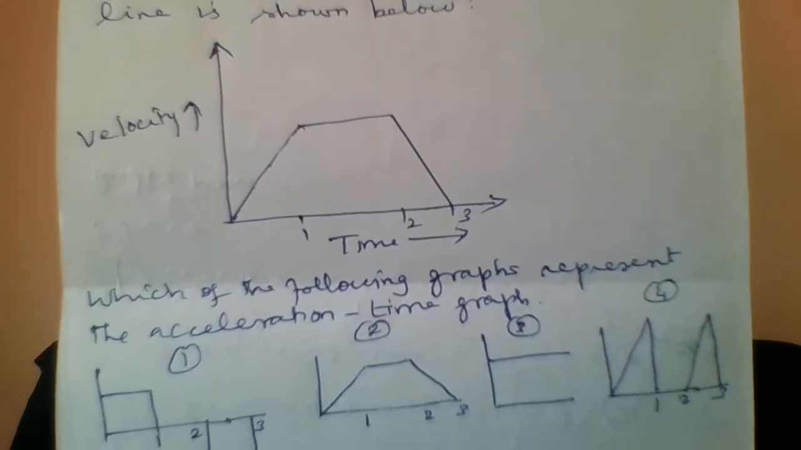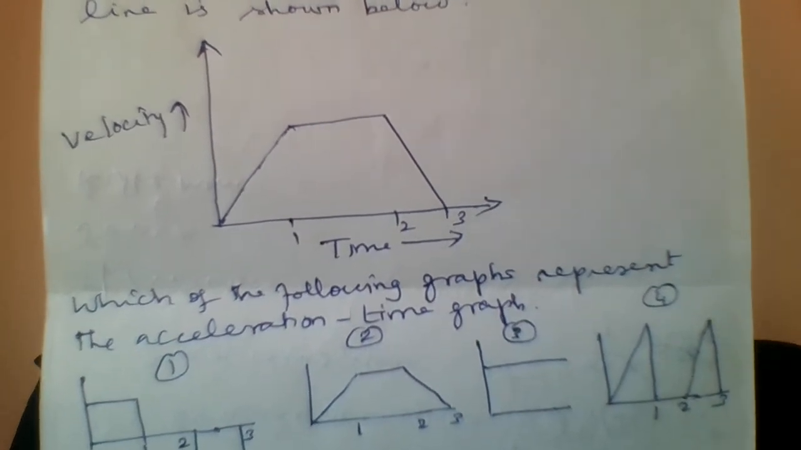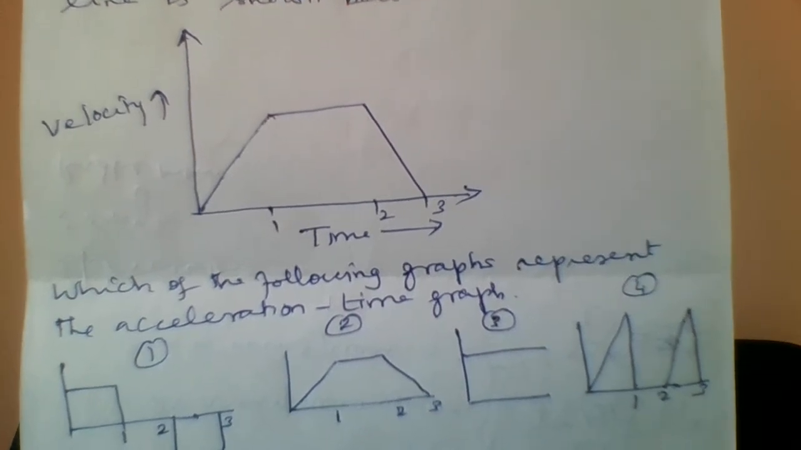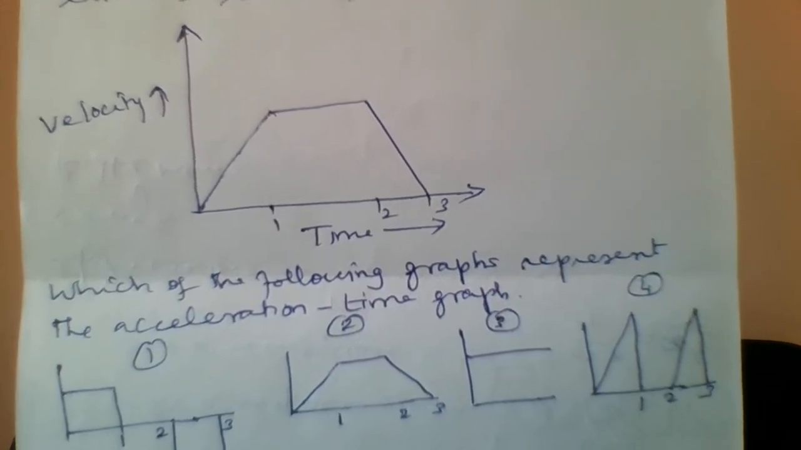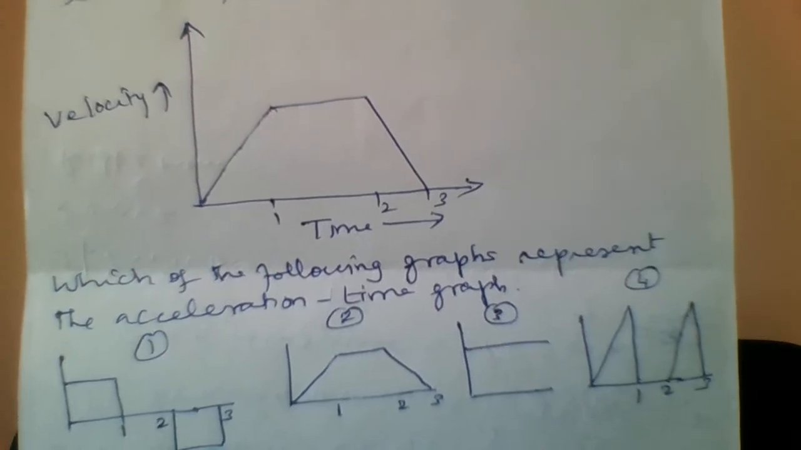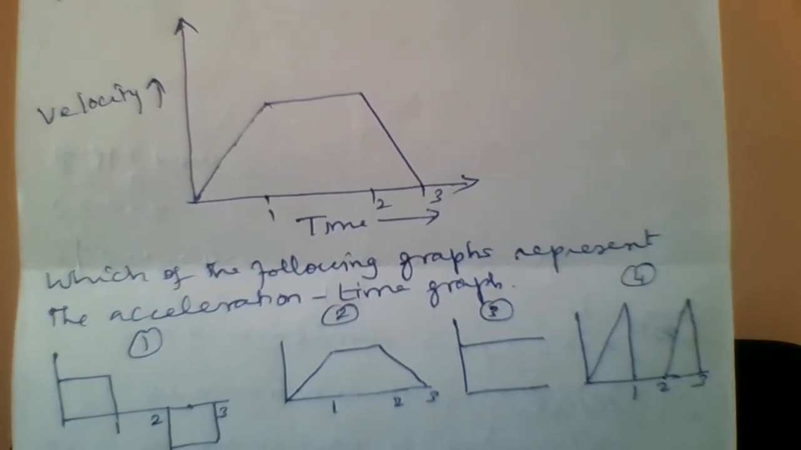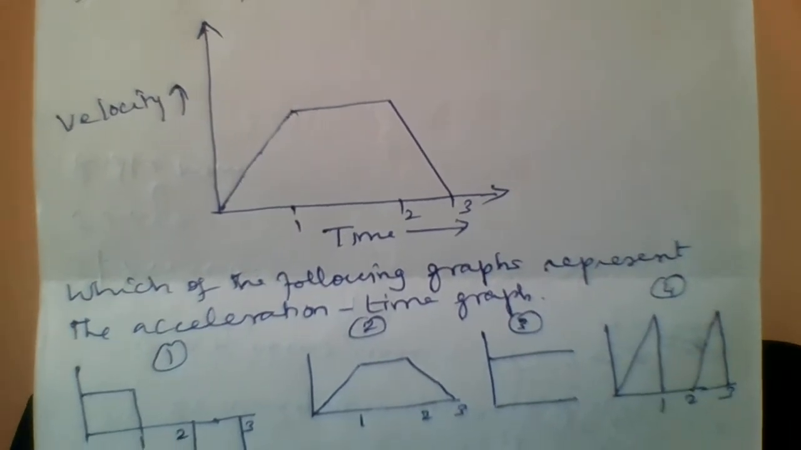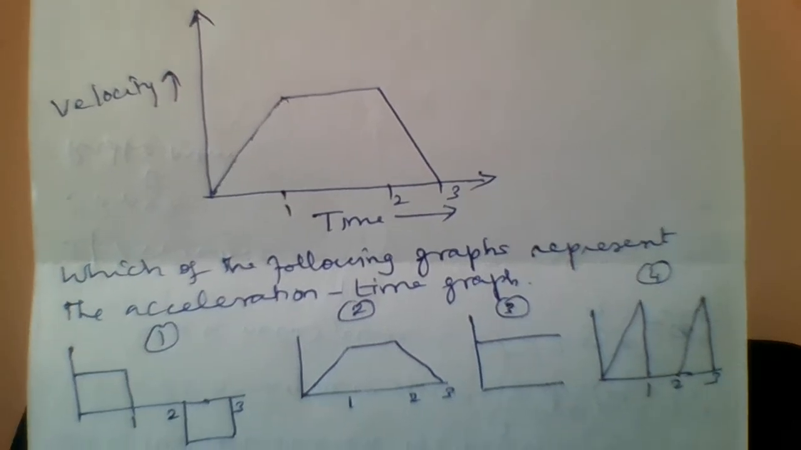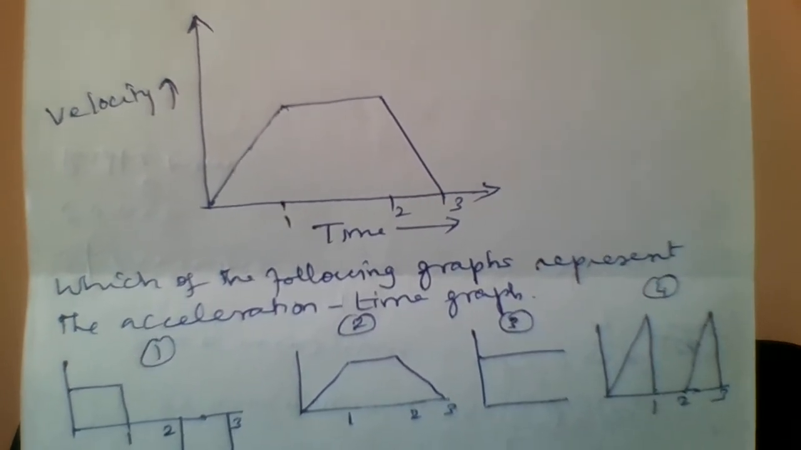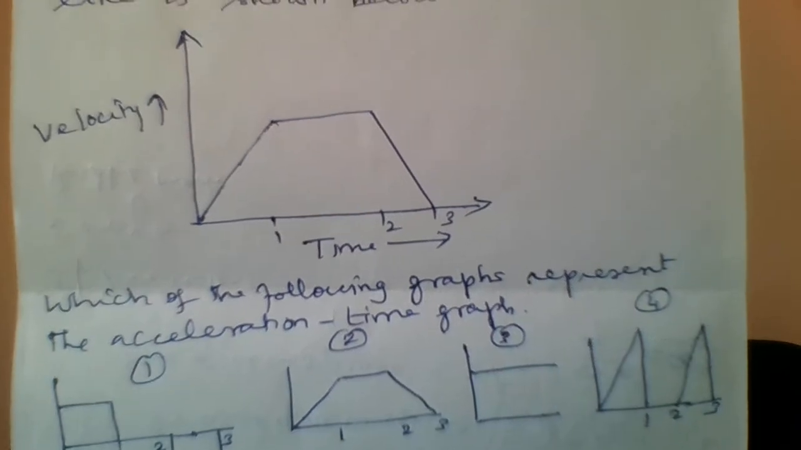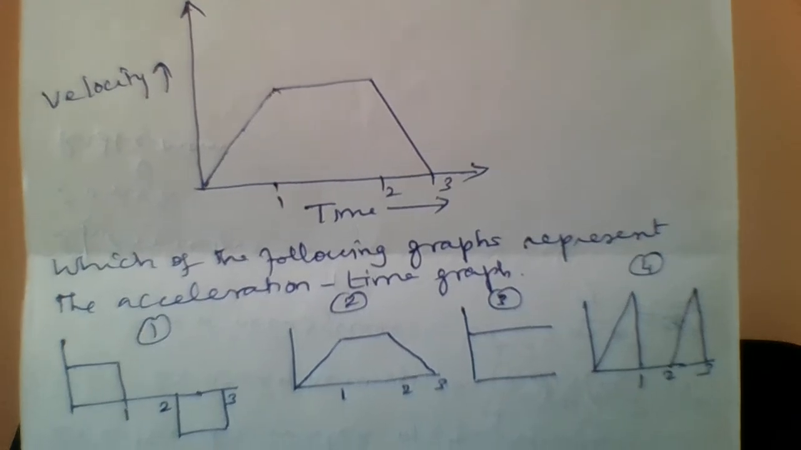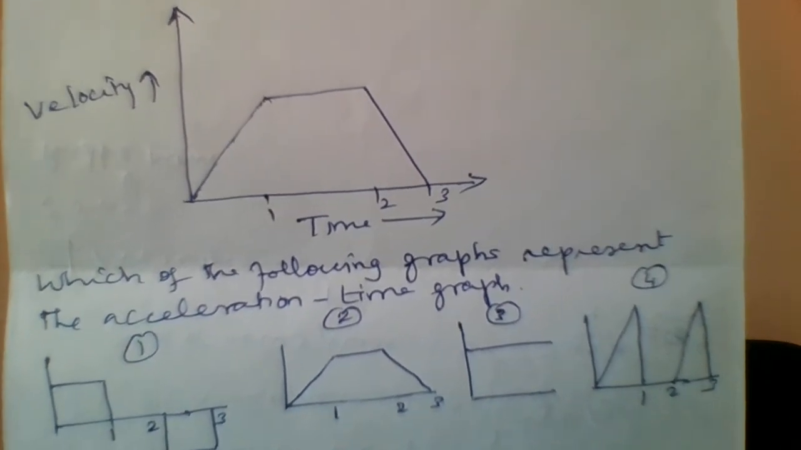Here, acceleration is nothing but rate of change of velocity. In the initial period, the velocity is increasing at a constant rate. So obviously the acceleration will be constant at that point of time. So from 0 to 1, the acceleration will be constant. And from 1 to 2, the velocity is constant, so therefore the rate of change of velocity is 0. So from 1 to 2, the acceleration will be 0. And from 2 to 3, the velocity decreases. So when the velocity decreases, the acceleration will be negative.